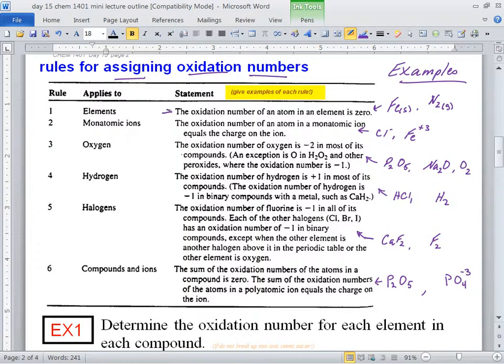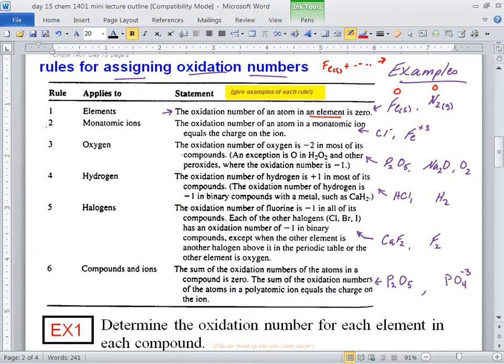The first one: the oxidation number of an atom in an element is zero. For example, in the reaction you've got iron solid plus all this other stuff, and it forms something or other. How do you assign iron solid an oxidation number? Rule number one says it's zero, because it's an element sitting there all by itself. Same with nitrogen. It's just an element all by itself, zero. Even though there are two nitrogens, that's the element nitrogen. It's all by itself. It's zero.